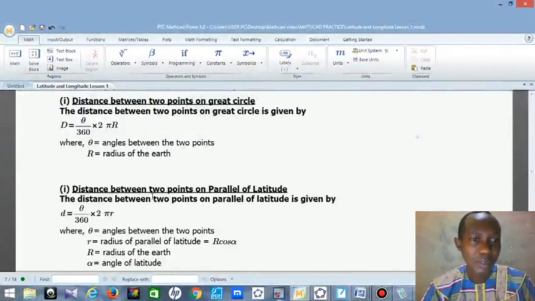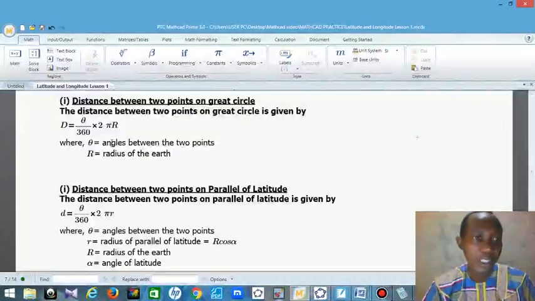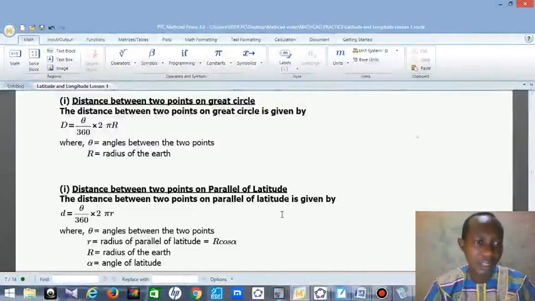Then the angle between 2 points on a parallel of latitude. Latitude is also called a small circle. So this circle is not as big as the great circle. So we use small letter r just to differentiate them. But you use both formulas. The two formulas are the same formulas. They are both the length of an arc formula. So take note of that. So as we solve examples, you will understand the two formulas very well.